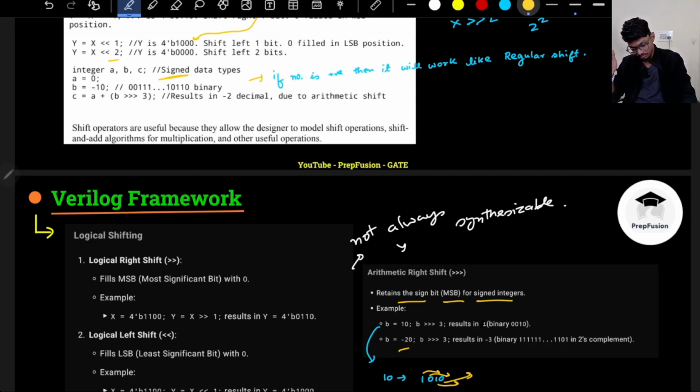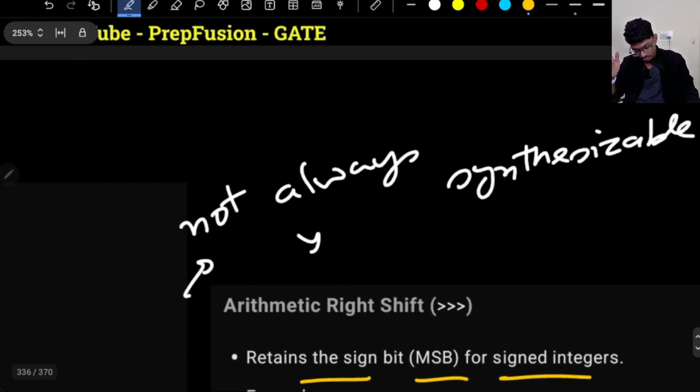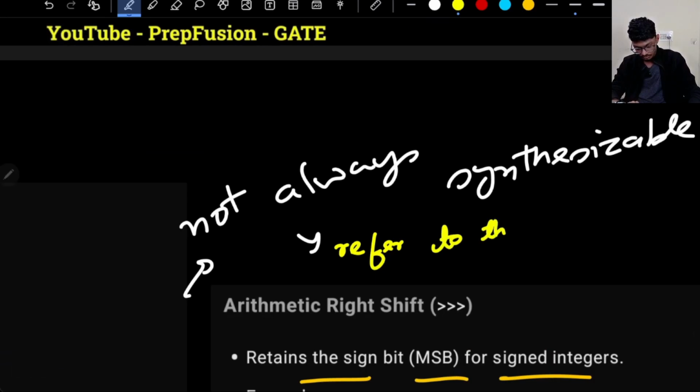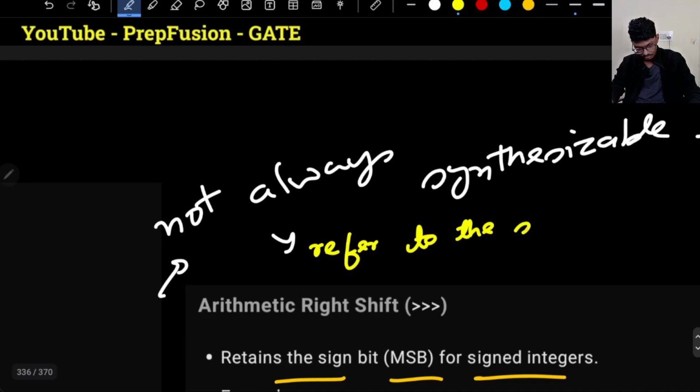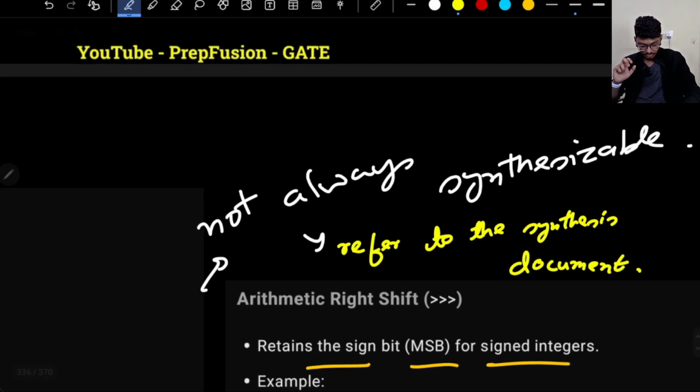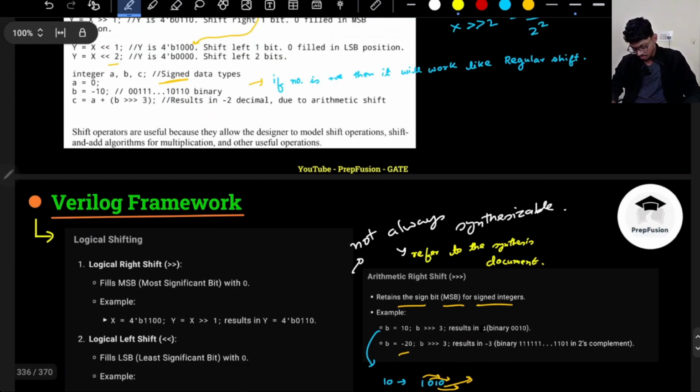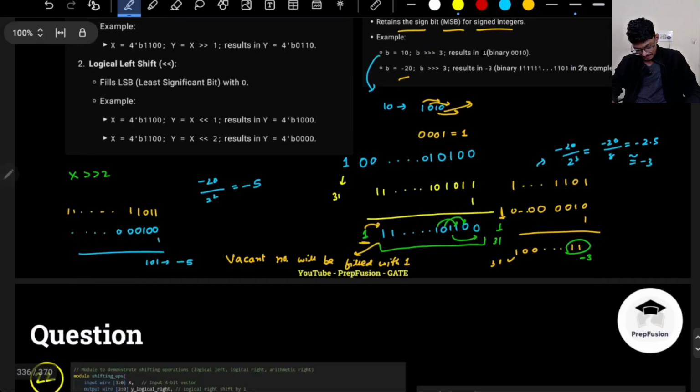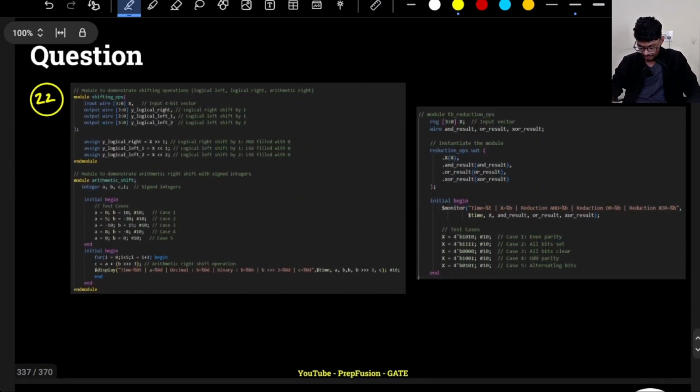So refer to the synthesis document. That is what you need to do. So yeah, that's it basically. You can pause the video and try it out by yourself. This is the homework for you guys.